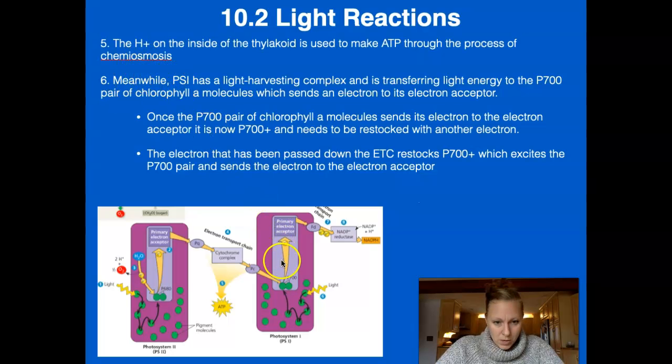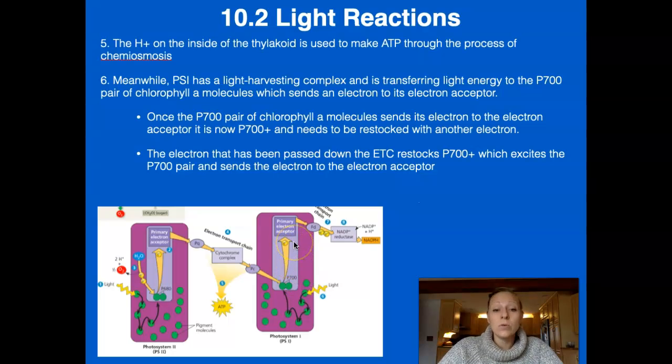And so meanwhile, we've sent the electron over here to P700. It has a light harvesting complex. And what's going to happen is light is going to be absorbed just like it was over in photosystem 2. And it's going to send that energy, and the P700 is going to pull in that electron and send that electron to another electron acceptor. Once the P700 pair of chlorophyll A molecules sends the electron up, it is now ready to accept another electron. So the 2 electrons per 1 water molecule, but there's going to be a constant flow of electrons. So it's constantly being restocked.